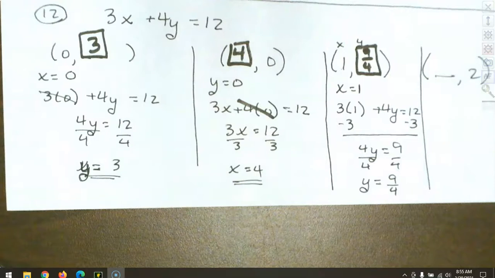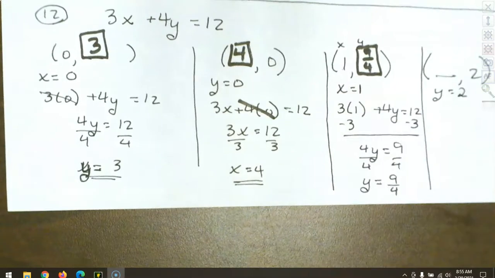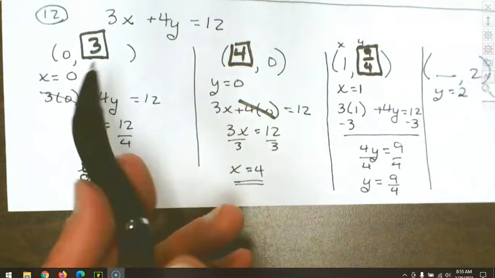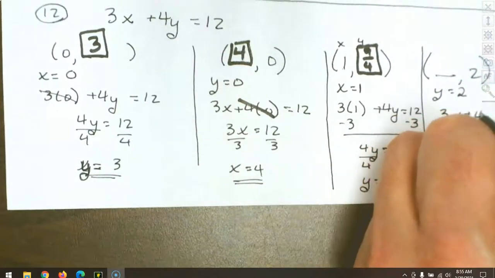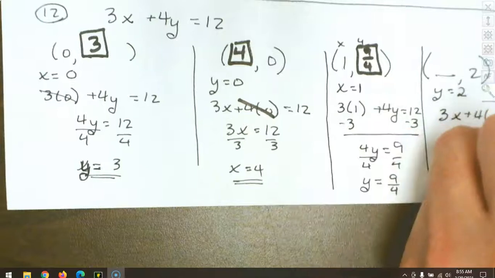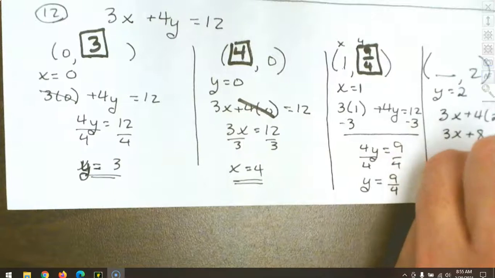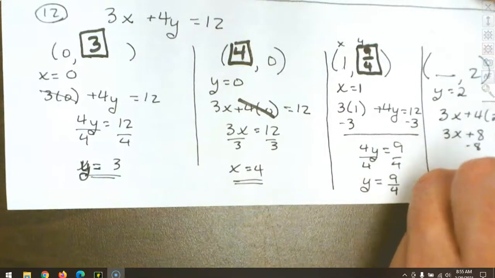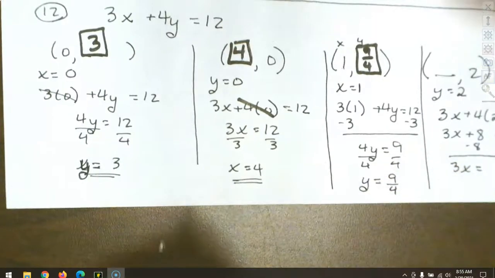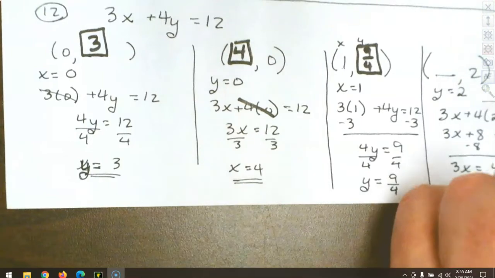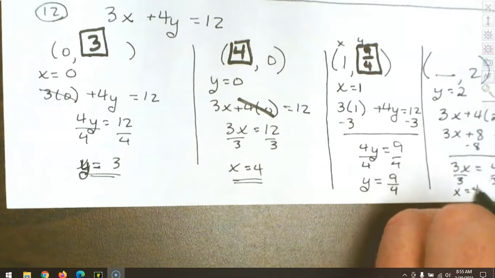And we've got one more here. The next one is y equals 2. When I plug in y equals 2, that gives you 3x, right, plus 4 times 2 equals 12. So that's 3x plus 8 equals 12. Move the 8 over. Now we've got 3x equals now 12 minus 8, that's a 4. Divide by your 3, and x now equals 4/3.